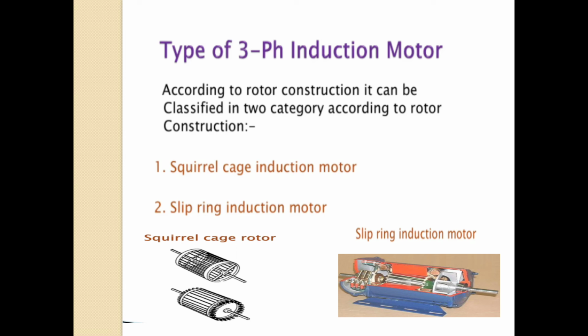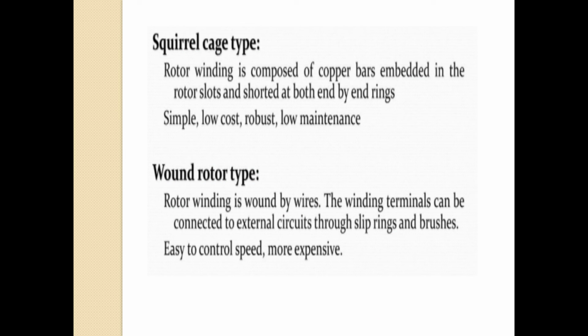Three-phase induction motor: as already discussed, there are two types of induction motor, one is squirrel cage and another one is slip ring induction motor. Squirrel cage: in the squirrel cage induction motor, copper bars embedded in the rotor slots are shorted at both ends by end rings. It is simple, low cost, robust and low maintenance. Wound rotor type: the rotor winding is wound with wires. The winding terminals can be connected to external circuits through slip rings and brushes. Speed is easy to control, but it is more expensive.